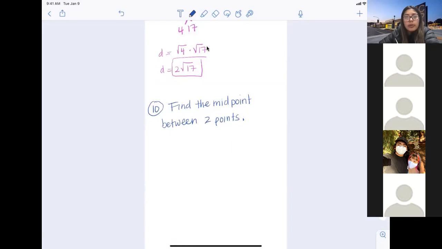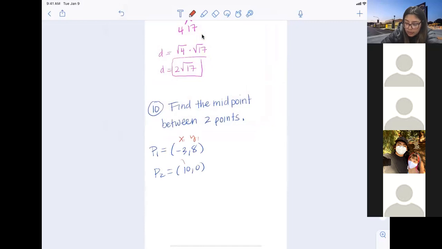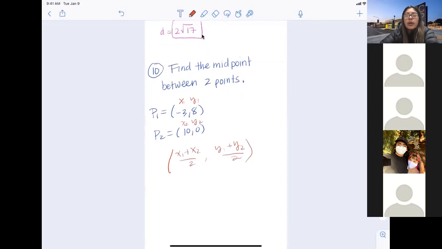So it's just unacceptable. Okay, next up, finding the midpoint between 2 points. Let's say I have P1, which is (-3, 8), and then P2, my second point, is (10, 0). First thing you need to do is label your points. Okay, priorities first. So we have x1, y1, x2, y2. The midpoint formula is (x1 plus x2 over 2, comma, y1 plus y2 over 2), like so. And you also need to make sure that this is a point.